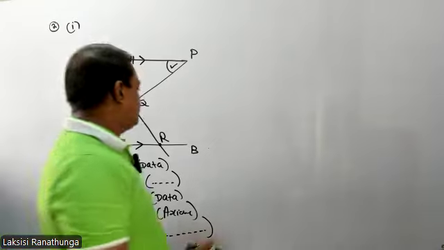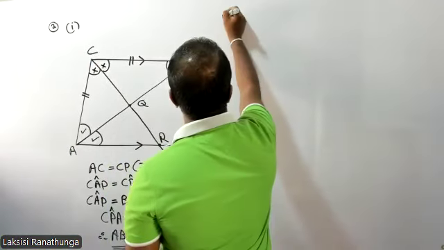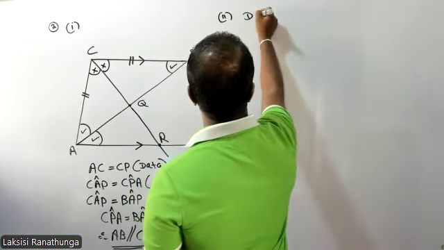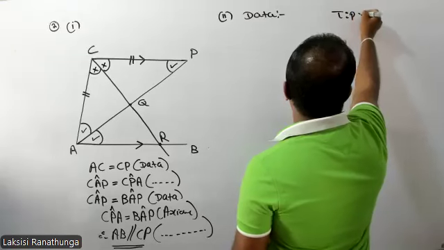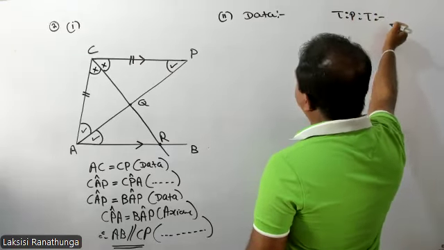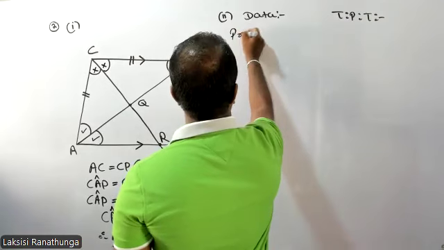Now you write the data and TPT, because you have to prove this one. Write data, then write TPT. Then go to the proof. Proof.